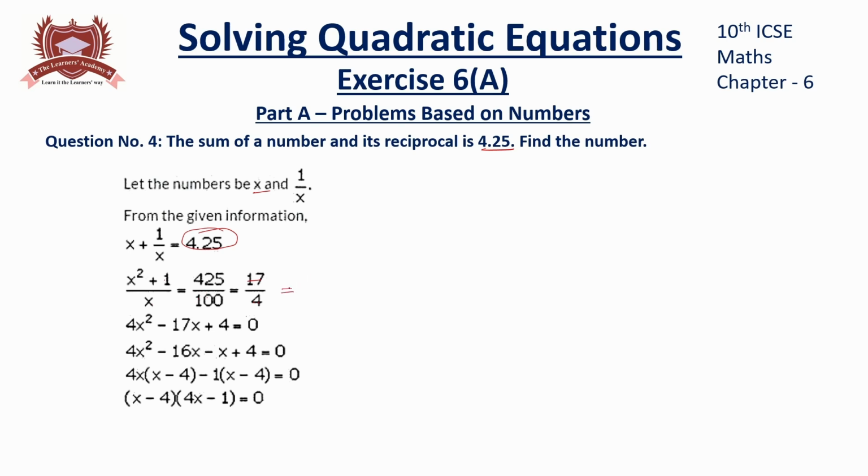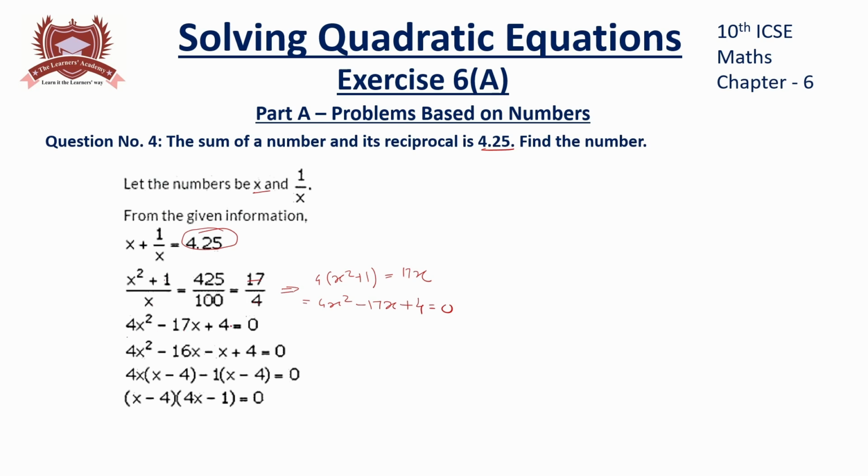So this would give me 4 times x square plus 1 is equal to 17x, or it would be 4x square minus 17x, because it moved from here to here, plus 4 is equal to 0. So that's what we got here.